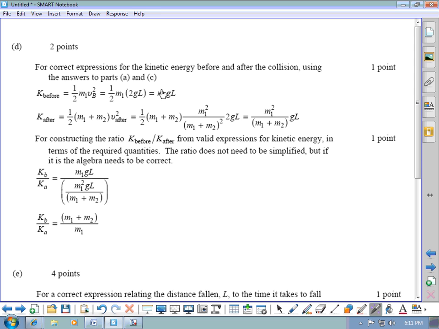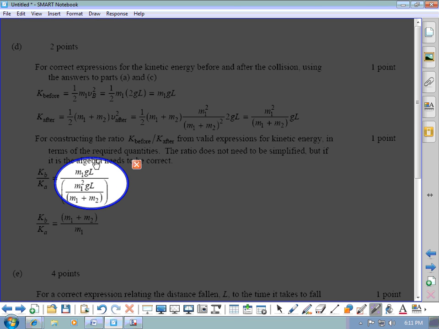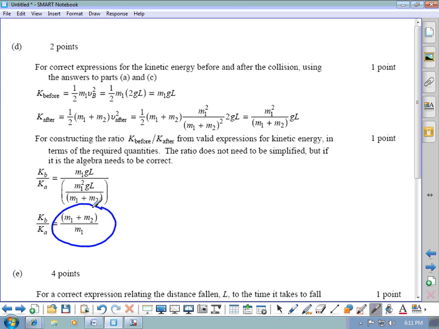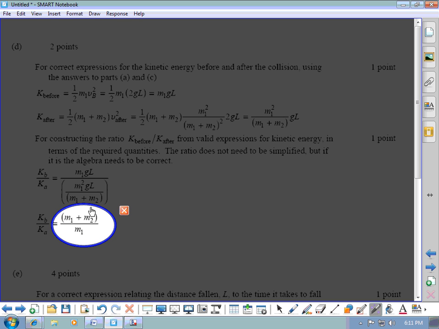Again, setting up as a fraction, it would be okay to set it up using a colon. But again, an equal sign is not correct for a ratio. And again, they say specifically the ratio does not need to be simplified, but if it is, the algebra needs to be correct. So if you had this expression and then you made a mistake and it did not simplify down into this, you did not get that second point.